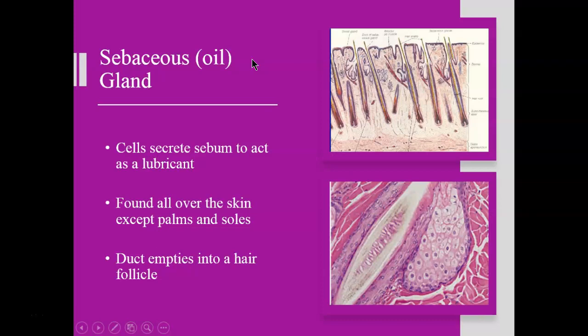All right, let's look at some of the other structures, beginning with the sebaceous glands. So sebaceous glands secrete sebum, which is an oil that acts as a lubricant. You find these all over the skin except in the palms and the soles. But what else is unique about the palms and the soles? No hair, right? So you don't need sebaceous glands to secrete sebum.